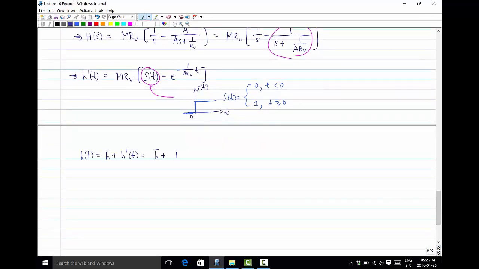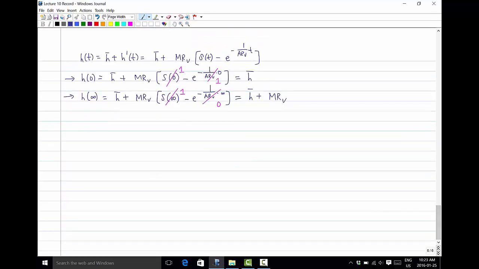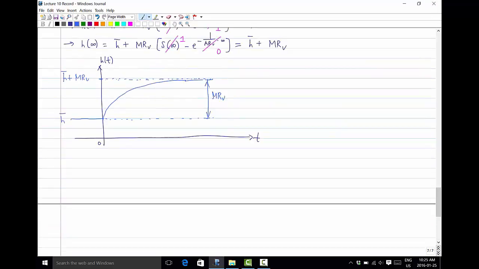The normal form of h of t is simply the sum of the deviation form of h of t and the old steady state value. We can use this to evaluate the initial and final values of h of t in order to create a plot. As we can see, the initial value of h is simply the old steady state value, whereas the final value of h is simply the old steady state value of h plus a constant which is equal to the magnitude of the step change in qi times the valve resistance. The response is simply a first-order exponential decay between the two steady state values.